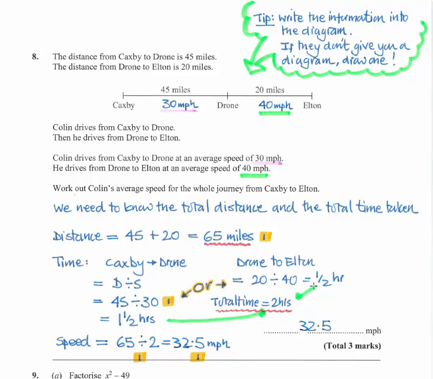So the total distance is 65 miles, and the total time is 2 hours. 1 mark for writing 65 divided by 2, and the last mark for getting the answer of 32.5.